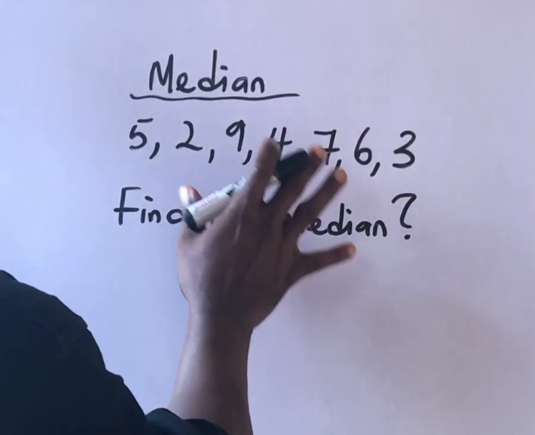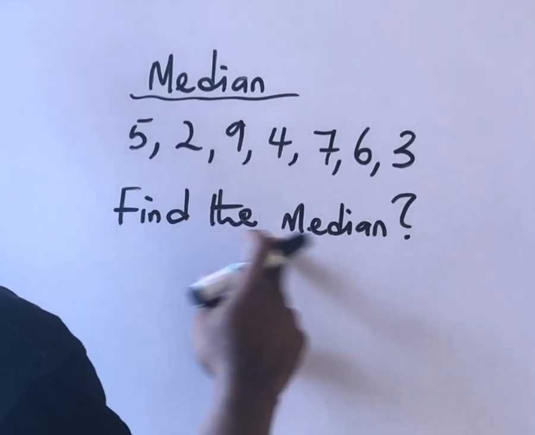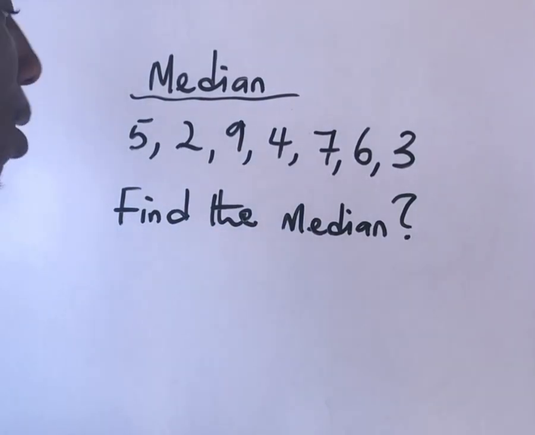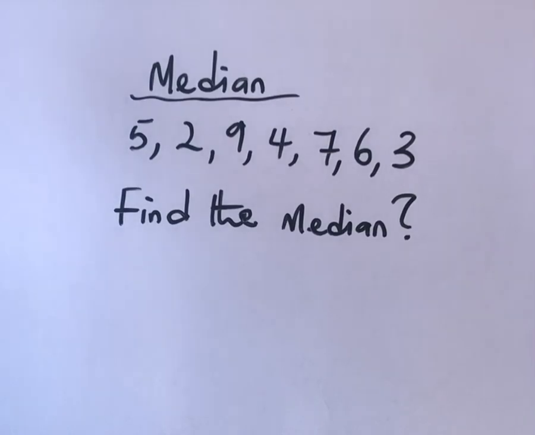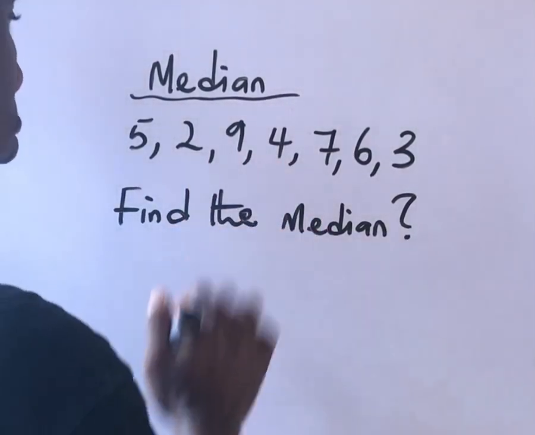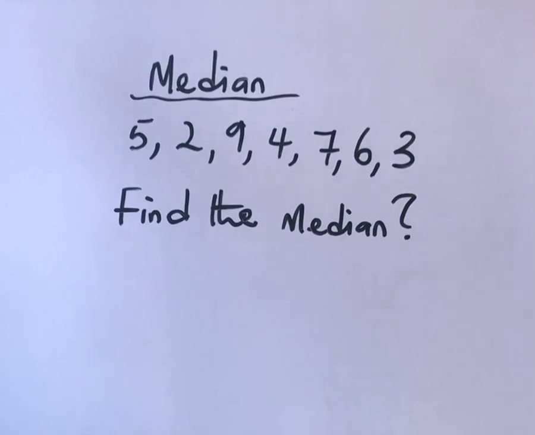So when you have a math problem like this median question, we have to look for the median. Median simply means the middle number. So what is the middle number in this question? What you need to do to get the middle number is rearrange these numbers in ascending order.